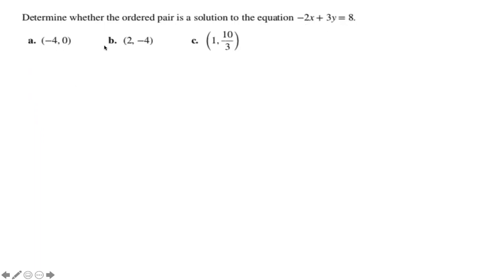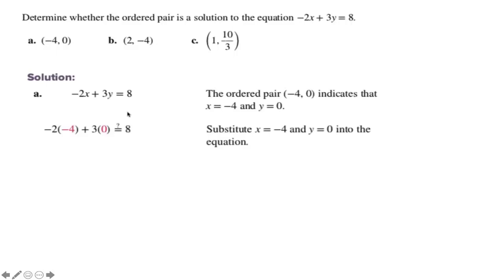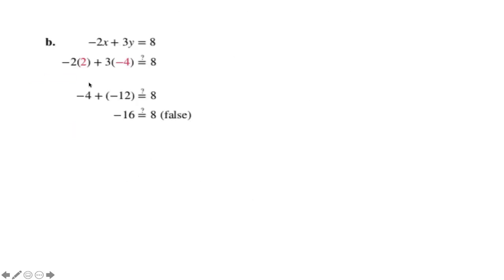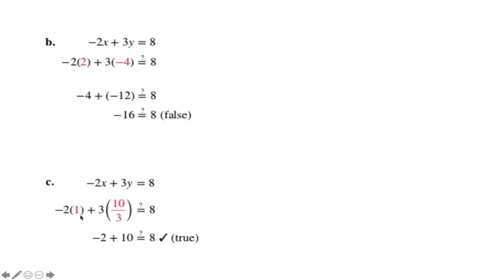If I want to know whether these are a solution, I just plug it in and make sure it works. So plug in negative 4, 0, for example. I get that 8 is equal to 8, so that's true. So that is a solution. Plug in 2, negative 4, I get that's false, so that's not a solution. If I plug in 1 and 10 over 3, I get that is true, so that is a solution.